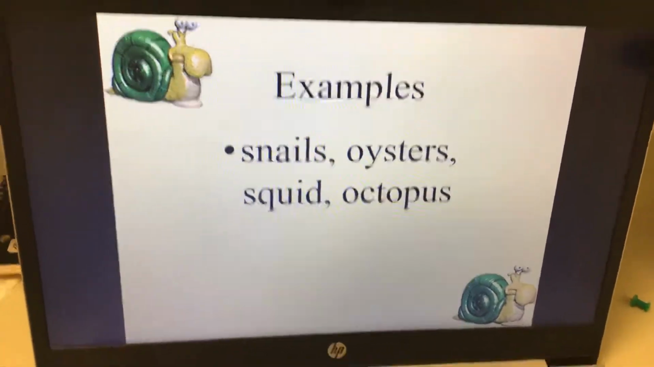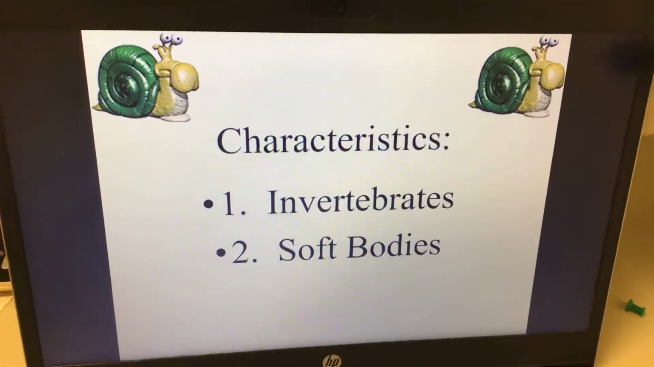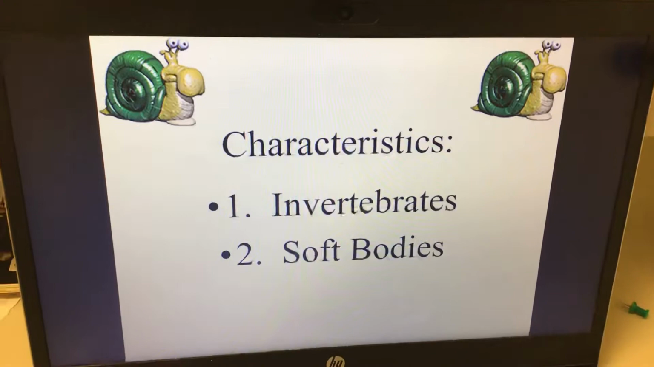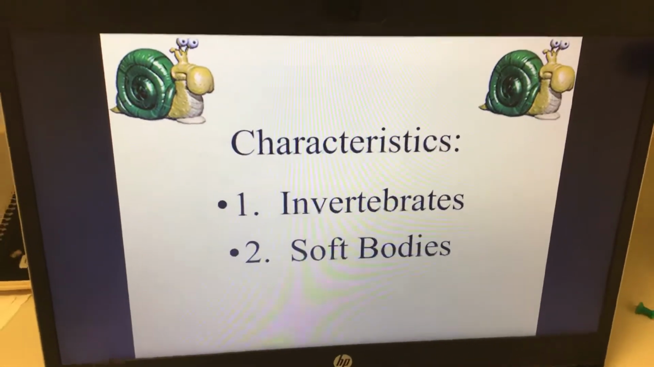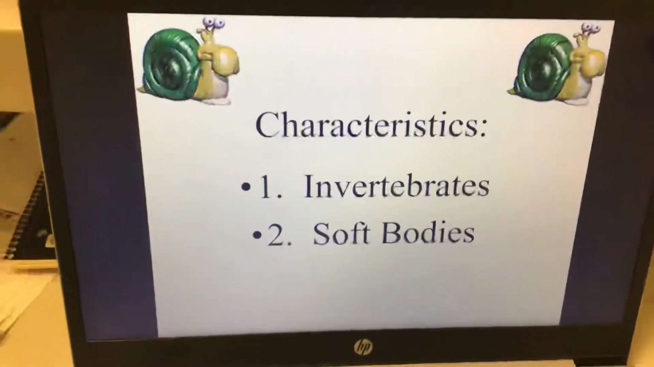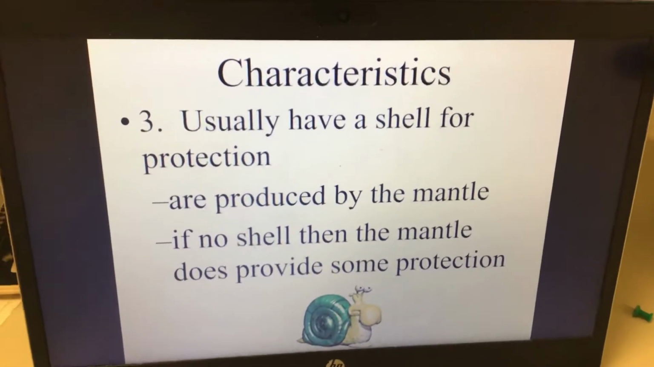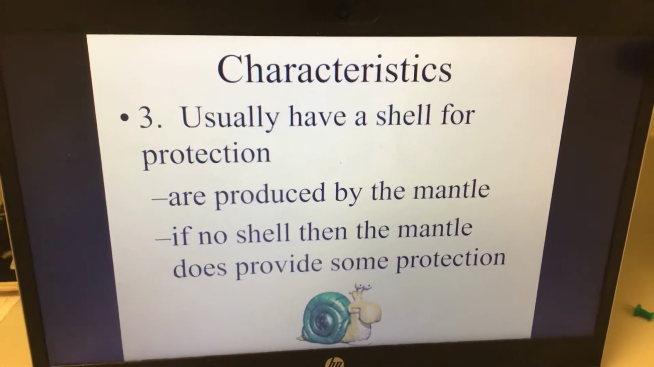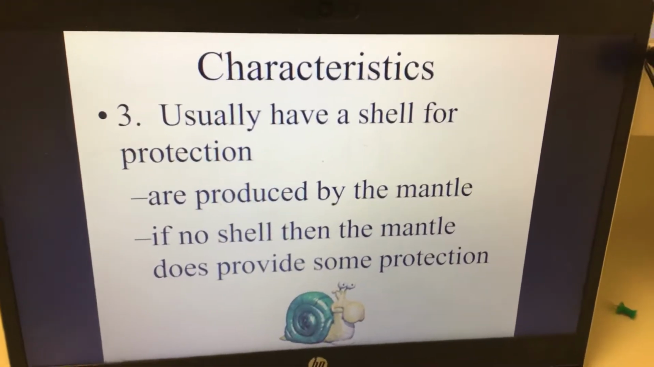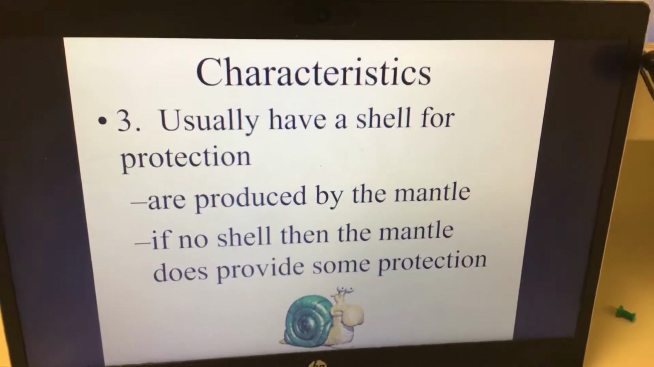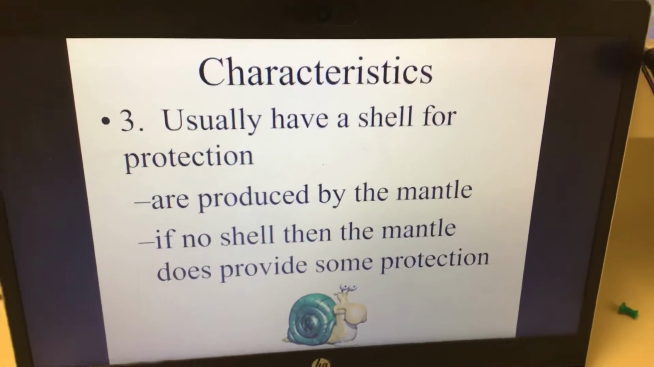If I'm going too fast, you can always pause. Characteristics: invertebrates. That shouldn't be shocking. No backbone, soft bodies. They're not going to have a lot of hard, bony type structures in them. I would probably put this all down. They usually have a shell for protection. A lot of them have a shell for protection produced by the mantle. It's a part of them that kind of oozes this stuff out and then it hardens and creates a shell.